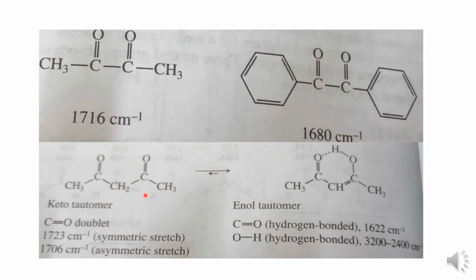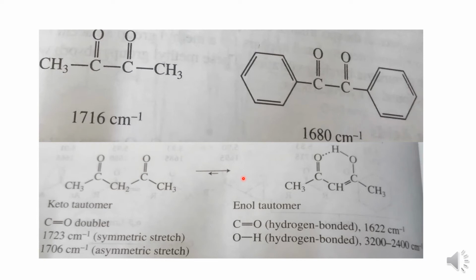In the case of beta diketones, that is 1,3-diketones, the carbonyl groups are located at the 1,3 positions with respect to each other. In this case the beta diketone often exhibits tautomerism or tautomerization, so in solution it exists as an equilibrium mixture of these two structures.